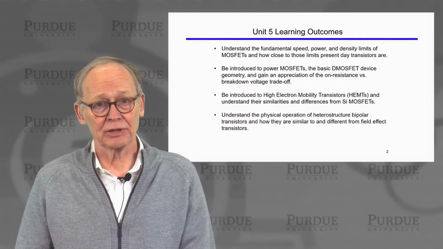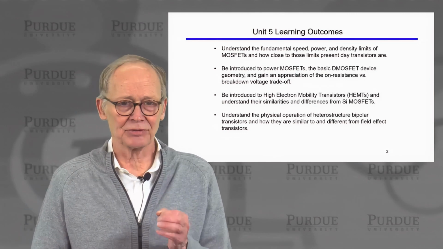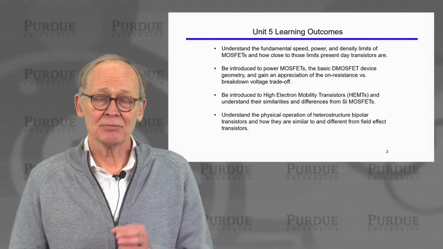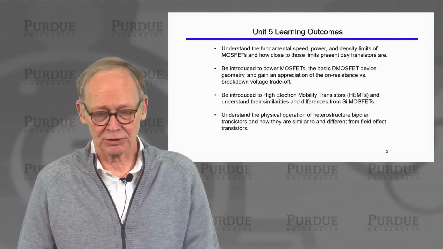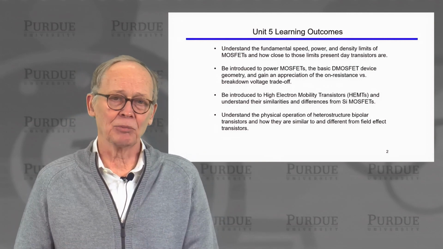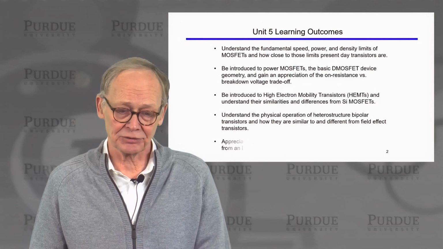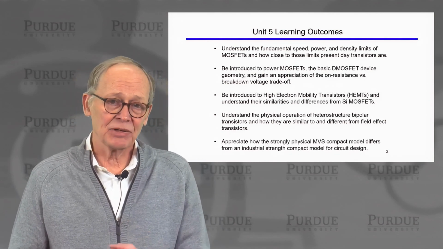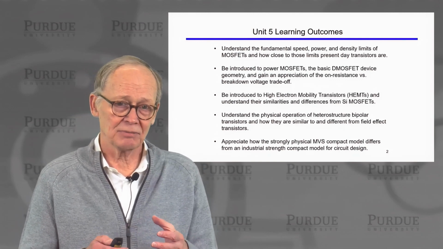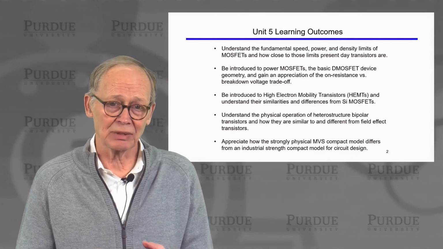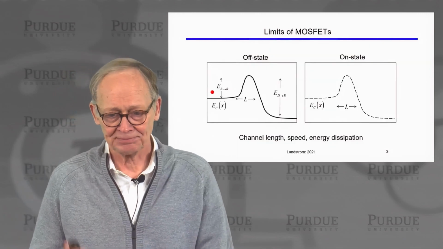Now, there's a bipolar transistor as well. A bipolar transistor is sometimes thought of as an inherently different type of transistor, but that is not the case. Bipolar transistors also operate by controlling energy barriers with voltages applied to the terminals, and we developed an understanding of how bipolar transistors operate and how they are different from field effect transistors. And finally, we said a few words about compact models for circuit design and how the MVS model that we've been using as our guide throughout this course differs from an industry strength general purpose compact model for design.